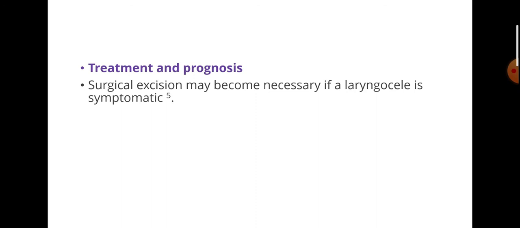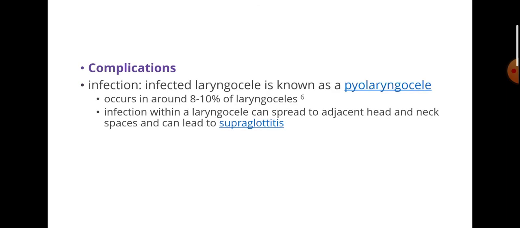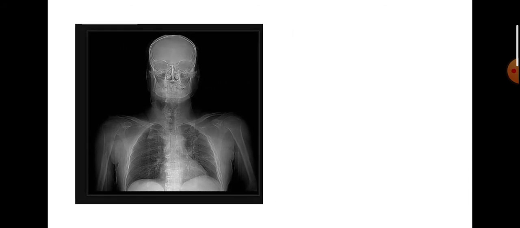Treatment: surgical excision may be necessary if a laryngocele is symptomatic. Complications: infection. Infected laryngocele is known as a pyolaryngocele, and this occurs in about 10% of laryngoceles. The infection within a laryngocele can spread to adjacent head and neck spaces and can lead to supraglottitis, increased risk of laryngeal carcinoma. Now, that is a laryngocele.